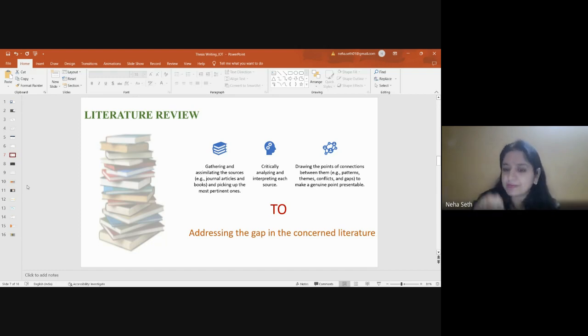Now, to fulfill that missing thing, we are doing this literature review. The ultimate purpose behind doing the literature review is to address the gap in the concerned literature. After studying the research papers related to our research topic, we'll get to know what is missing, where this particular topic is lagging in terms of research. And this gives us the objectives of our study. This gap gives us the objective of the study, what we should do. This will give us the direction for our study, right?